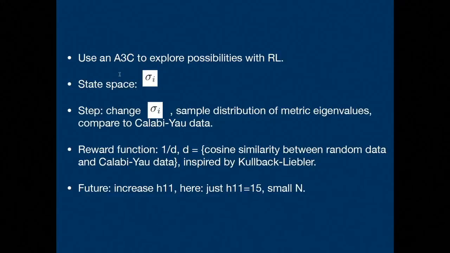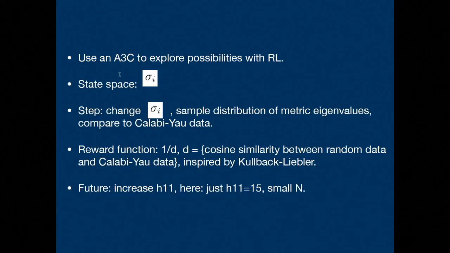The nice thing about these Bergman metrics is that any Kähler metric can be approximated to arbitrary precision by some Bergman metric. So we expect that if we're very clever in choosing these distributions, we might be able to get this to work. So a few technicalities: we're using an A3C to explore the possibilities with reinforcement learning.